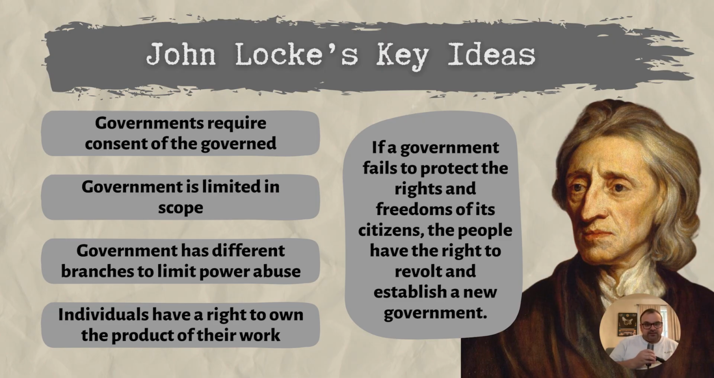The second key idea is that government should be limited in scope and respect the fundamental rights of people. So the government really should be as small as possible and really respect the fundamental rights of people. That's John Locke's idea. Third, it should be a system where different branches of government are responsible for different tasks and therefore limiting the potential for abuses of power.